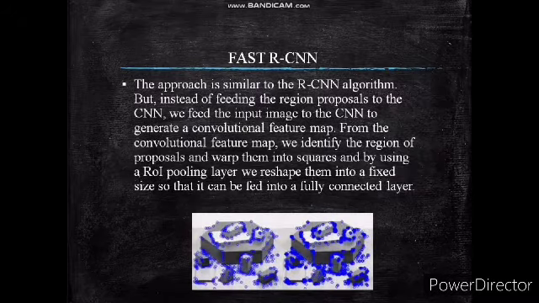Now let's move on to Fast R-CNN. The approach is similar to the R-CNN algorithm, but instead of feeding the region proposals to the CNN, we feed the input image to the CNN to generate a convolutional feature map. From the convolutional feature map, we identify the region proposals and warp them into squares, and by using a RoI pooling layer, we reshape them into a fixed size so that we can feed them into a fully connected layer.